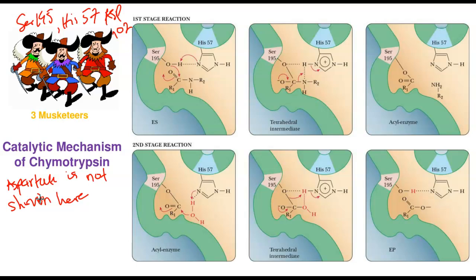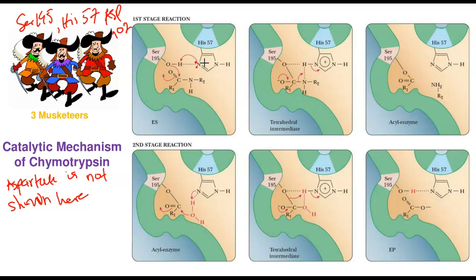The first thing that happens here is that, again, we locate serine 195 and histidine. They are very close to each other. In the first part, remember again, the histidine has 2 electrons here. If I show you these 2 electrons, a dot here and a dot here, that makes it a strong nucleophile.